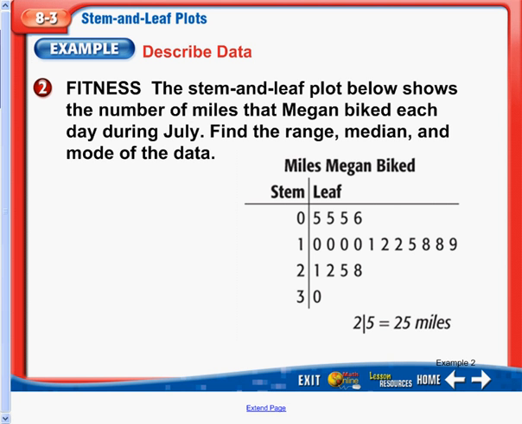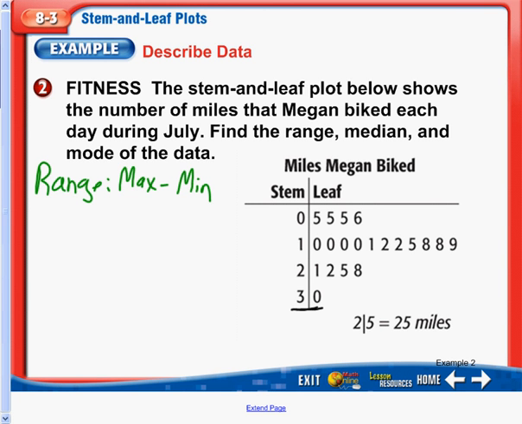Moving on to the next one, we're going to need to find some information from what they're giving us here. Fitness: the stem and leaf plot below shows the number of miles that Megan biked each day during July. We want to find the range. As a reminder, range is equal to the maximum minus the minimum. This is pretty easy to find when using a line plot. It's also very easy to find when using a stem and leaf plot, because our lowest number is on the stem and our biggest number is at the end.